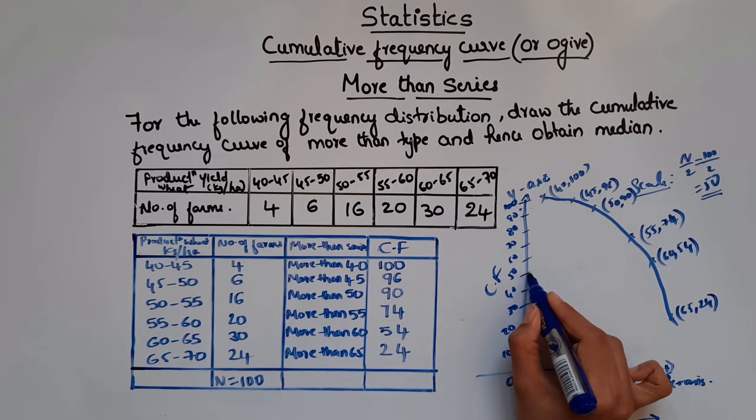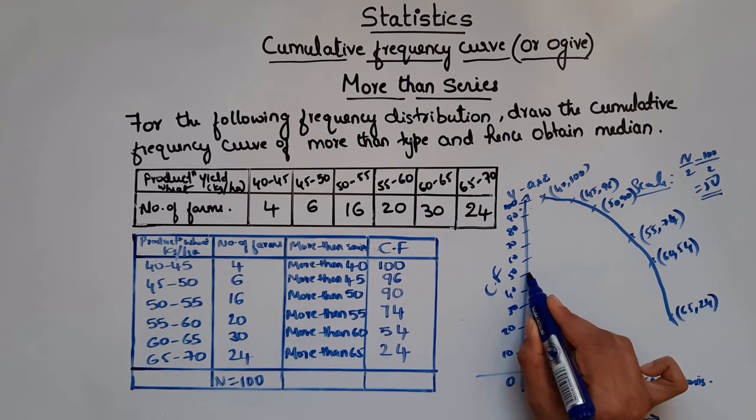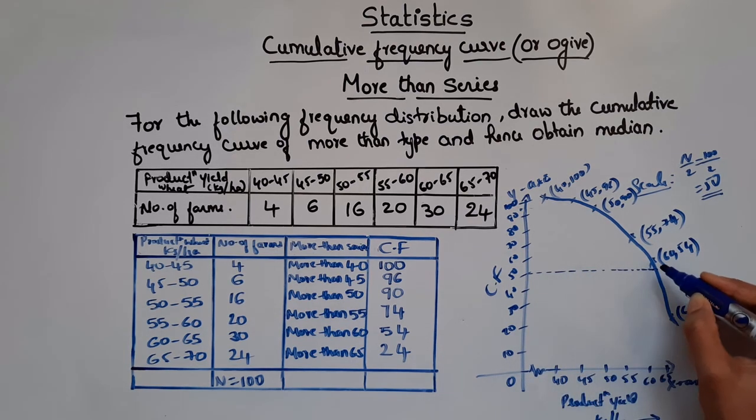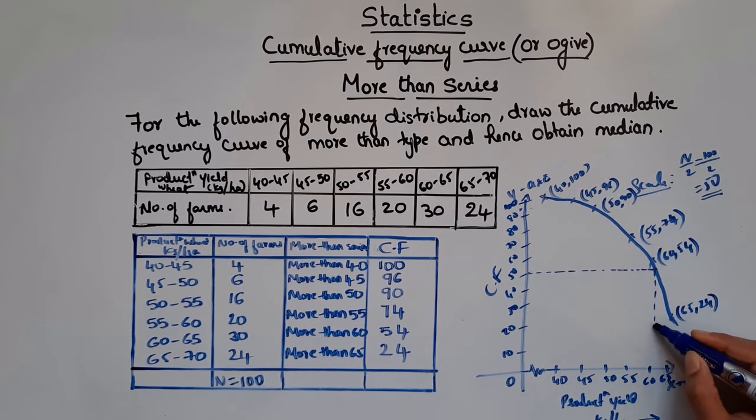So here we have 50, right? So from 50 you will draw a perpendicular line from 50 to this curve, touching this curve. So you have to draw a perpendicular line to this curve like this. From this point of intersection, you will drop down to the x-axis, perpendicular from this point to the x-axis. So this value will give you your median. So here if you see, this is approximately 61. So your median is 61. So when you draw in your graph sheet, that will give you exact value.